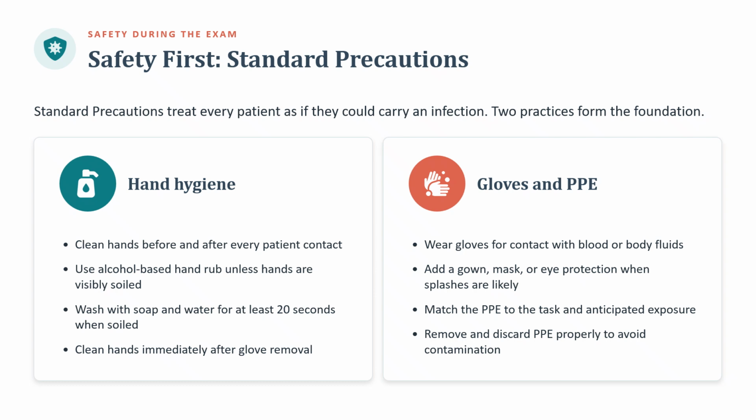The second practice is gloves and other personal protective equipment. Wear gloves whenever you may contact blood or body fluids, and add a gown, mask, or eye protection when splashes or sprays are likely. Match the level of protection to the task and the exposure you expect, and always remove and discard your personal protective equipment carefully so you do not contaminate yourself. These two habits protect you, your patient, and everyone else in the clinic.